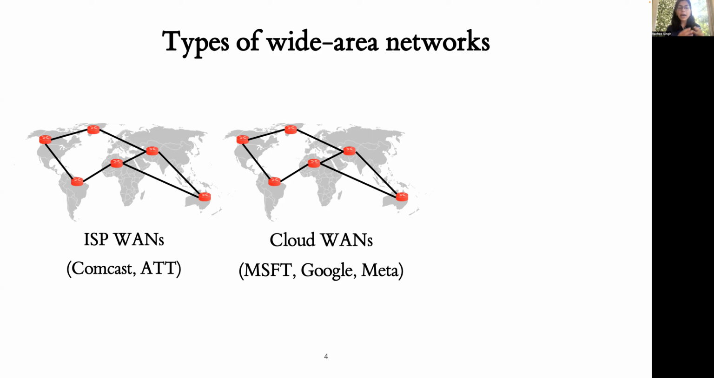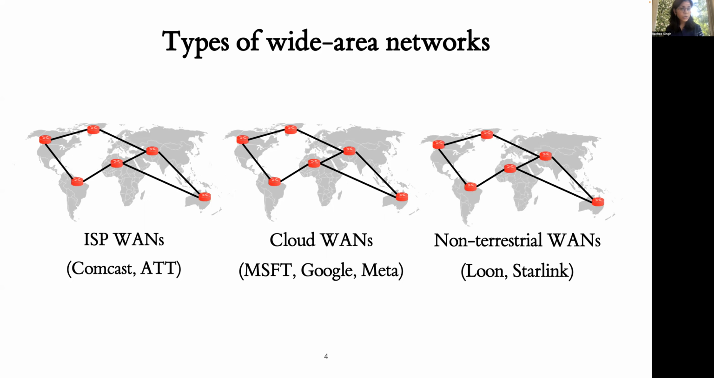In contrast with ISP and cloud WANs, there is an emerging category of wide area networks called non-terrestrial networks. Some infrastructure of non-terrestrial networks is above the ground, located in different parts of the Earth's atmosphere. The Loon network and Starlink are popular examples of non-terrestrial wide area networks.